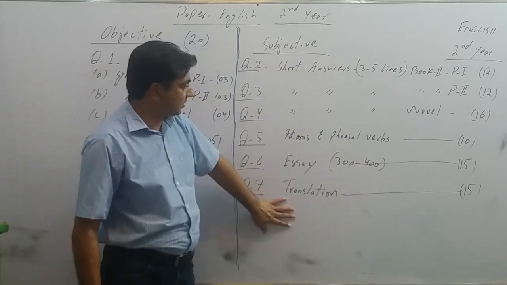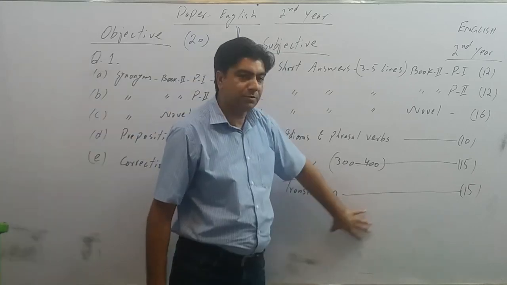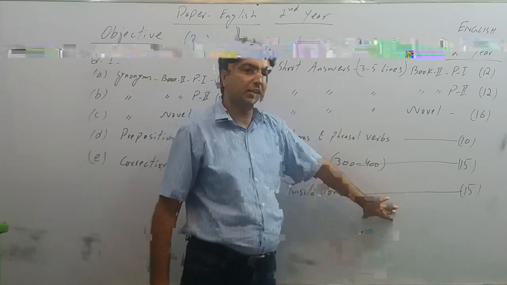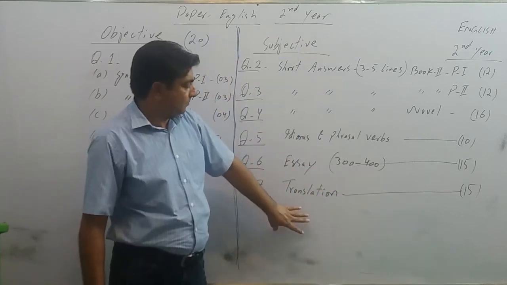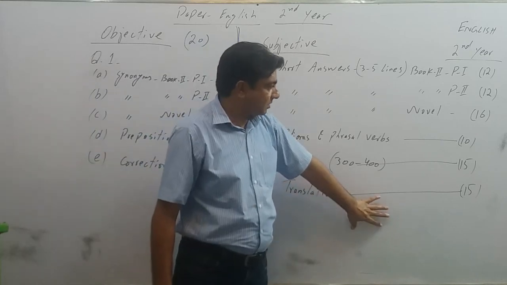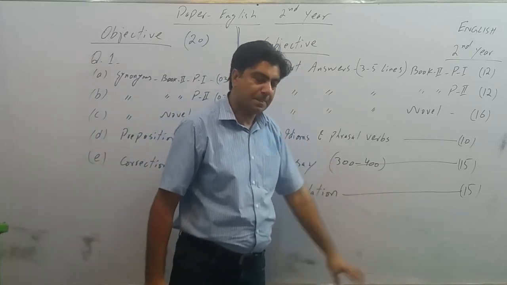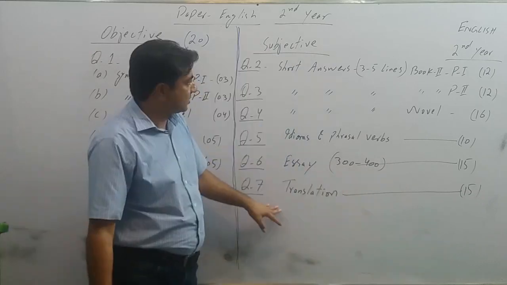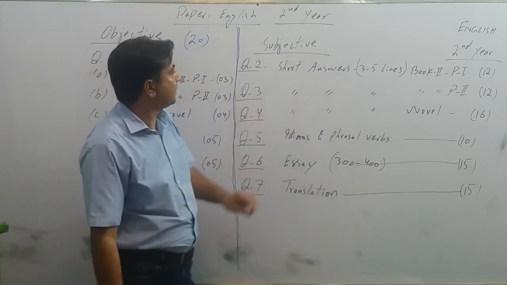The last question, that is, will give you 1 paragraph in Urdu. You will have to translate it in English. It may be given from the textbooks, or it may also be unseen. This is all about the pattern of your paper.